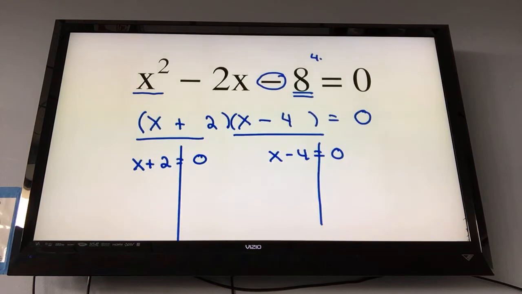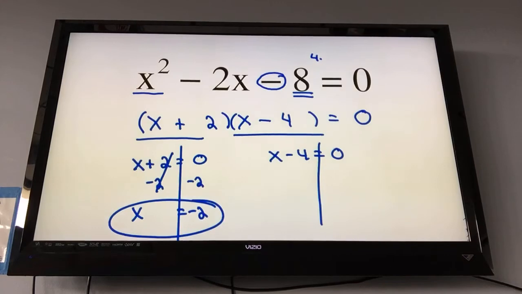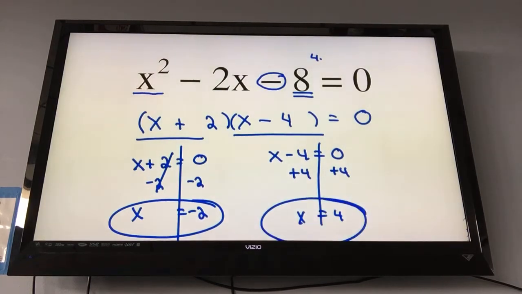And I solve. Get x by itself, so subtract 2. So x, 0 minus 2 is -2. And on the other one, add 4. X equals 4. So basically, you just flip-flop them around with positive and negative. That's it. It's always going to change the sign. Unless you have to do a division, which we didn't have to do on this one.